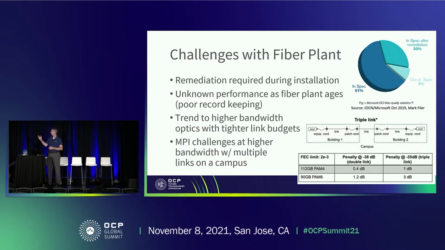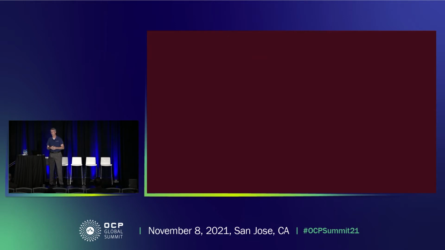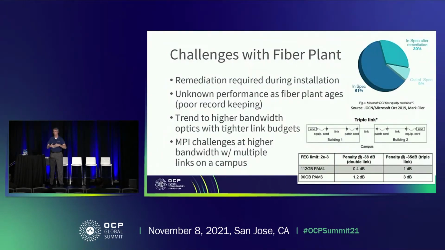This shows a chart from another hyperscaler. During installation, you have 40% of the fiber that's out of spec and needs remediation. And even after remediation, it might be 10% of the fiber that can't be used. As the fiber plant ages, you really don't know what's happened with that. There's poor record keeping. Did people clean the fibers when they put the new connections in?